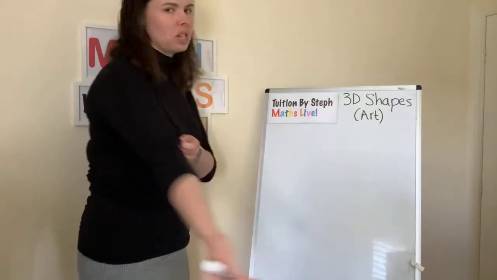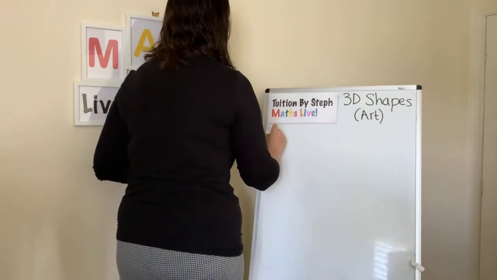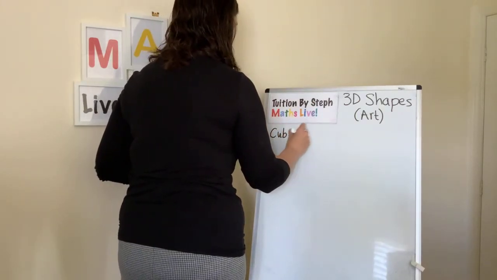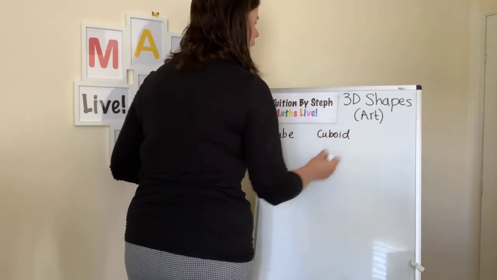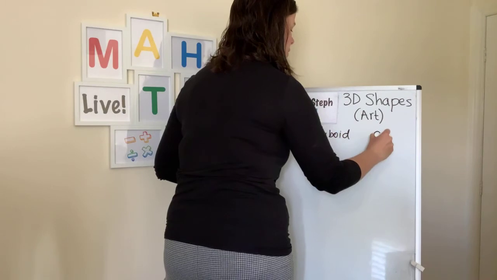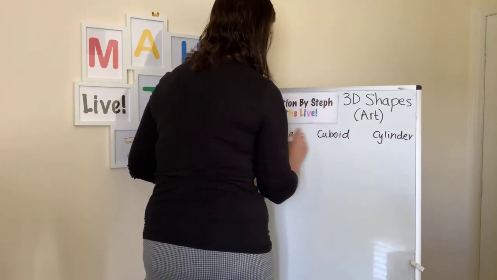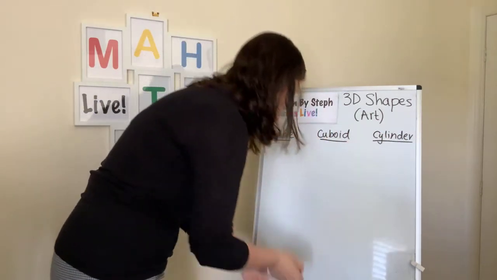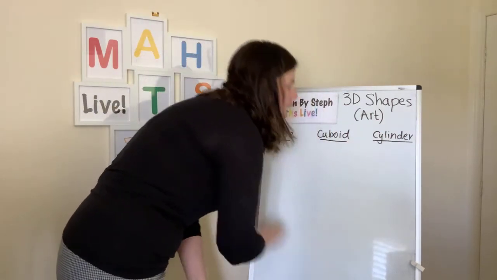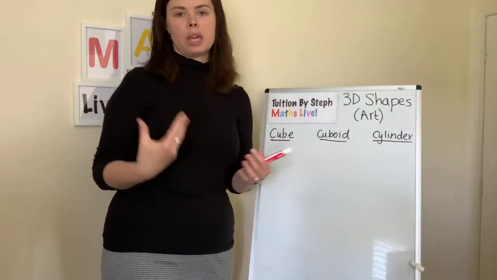So, 3D shapes. Let's first of all think of some. So we've got a cube, a cuboid, we'll start with 3, and we'll do a cylinder. 3 C's. Okay, so cube, cuboid, cylinder. Right, so how do we draw a cube? Now, it depends on what we call orientation. Okay, it depends on which way you're looking at the cube.